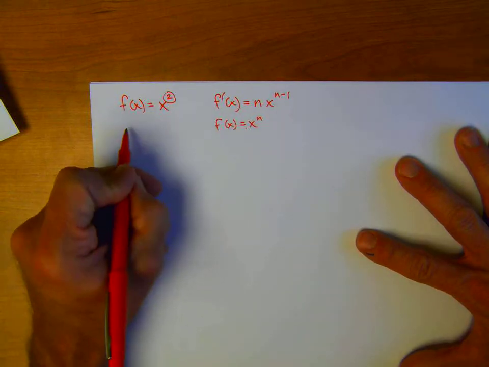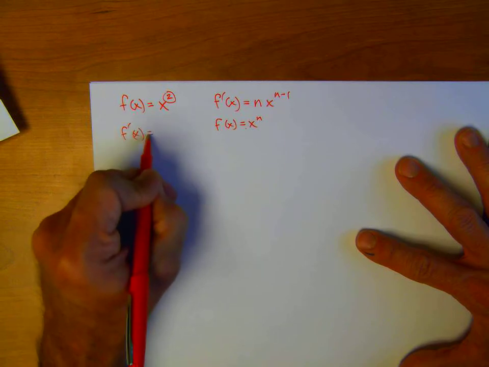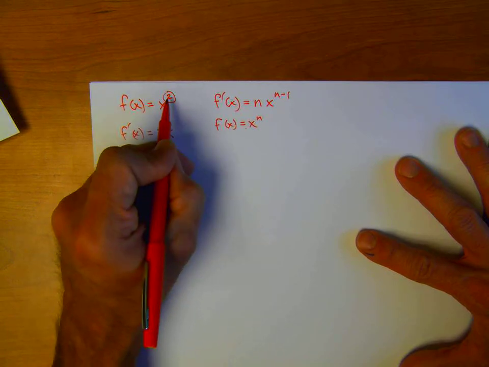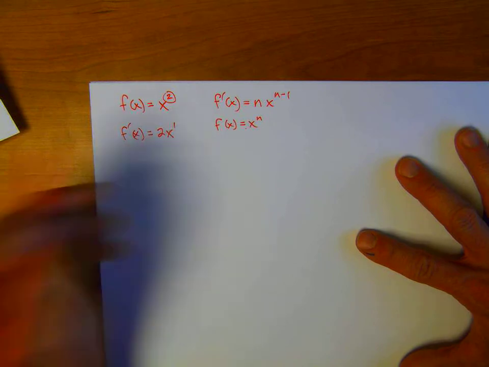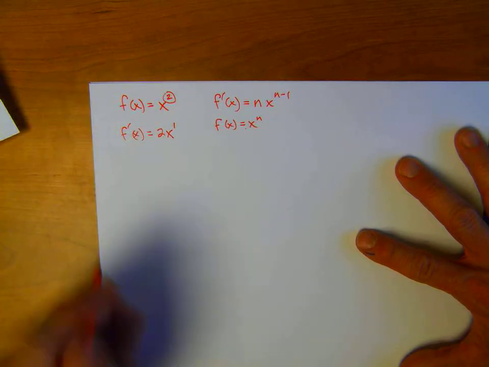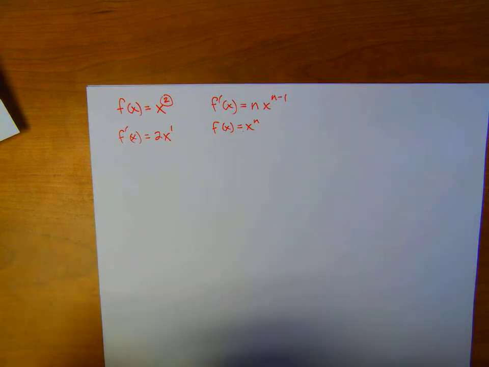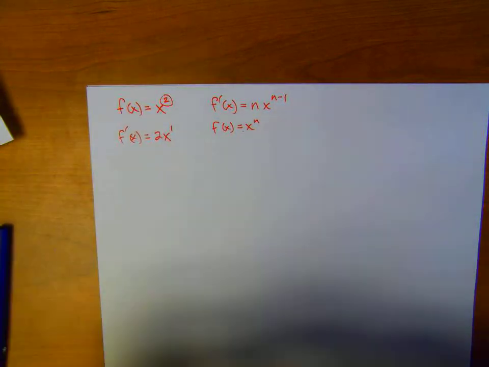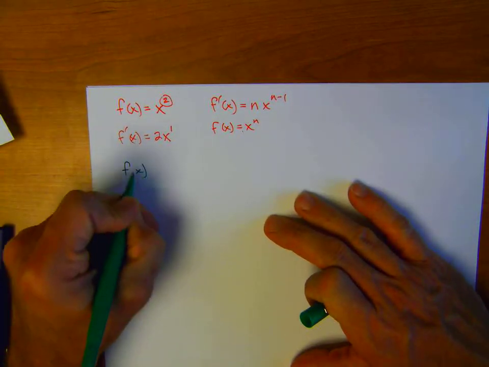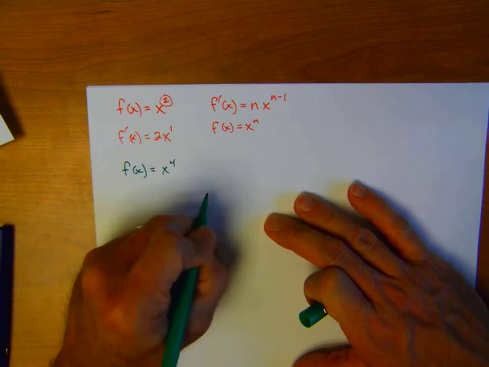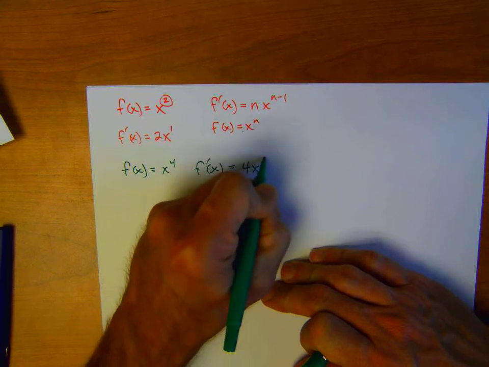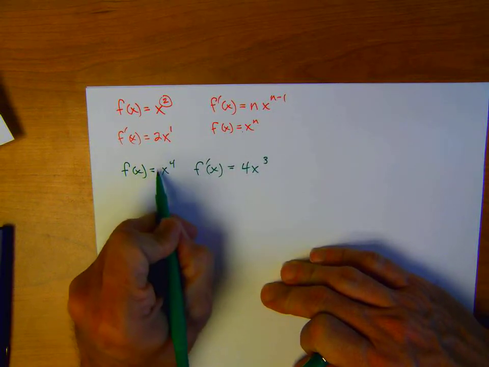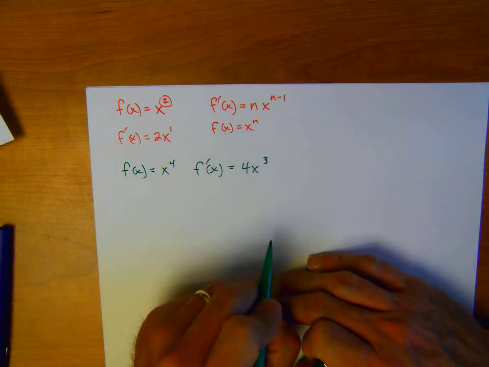So in this case, f prime would be 2 times x, and then I subtract 1 from 2, and I'm just left with x to the first power, which we don't usually write, right? We just write x. If I had f of x equals x to the 4th, then f prime of x is 4x cubed. Bring that 4 out front, and then reduce the exponent by 1.